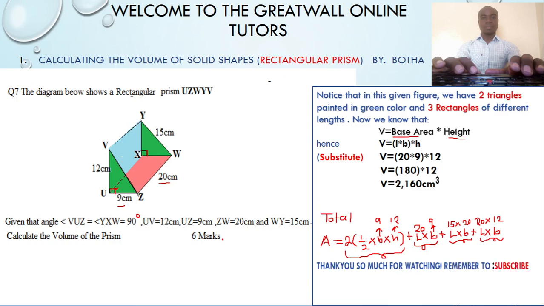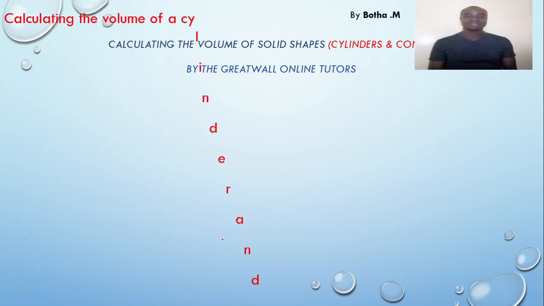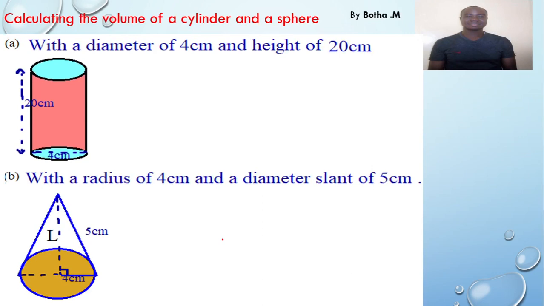Let's see the next thing we can do here. We have this question. We want to calculate the volume of a cylinder and a cone. Sorry, this was not supposed to be a sphere. In this case we have a cone, and we'll look at that in other questions.